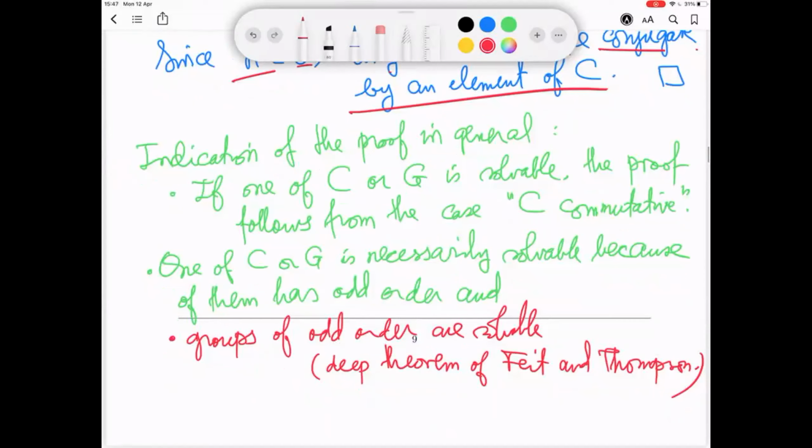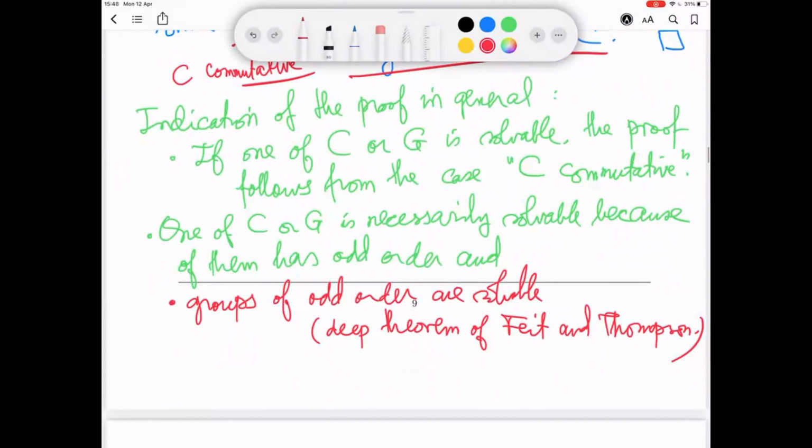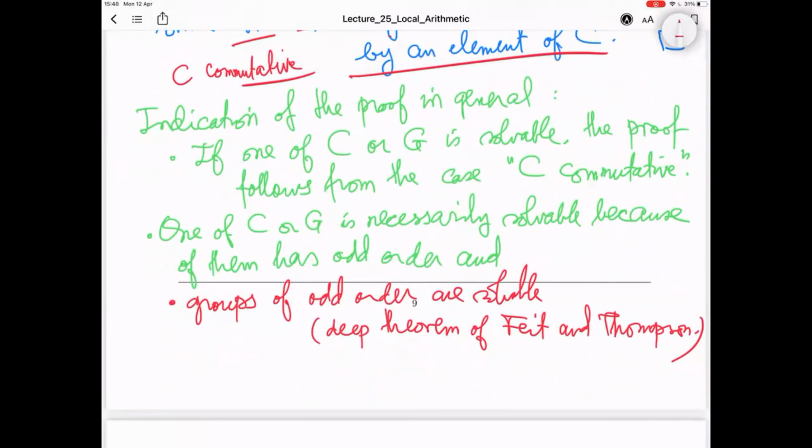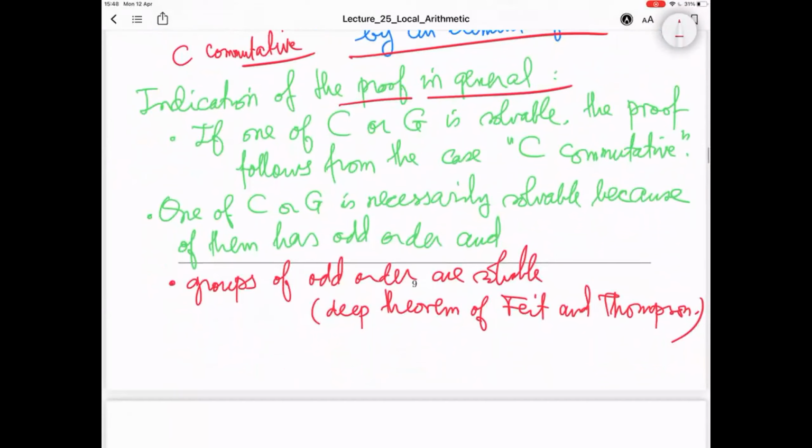Now, that was a special case when C was commutative, right? What happens if C is not commutative? So let me just say a word about what the proof is in that case. That's a purely algebraic thing, which we don't even need, but you might need it somewhere else. If one of C or G is solvable, then it follows from this case, which we already proved, by some sort of dévissage. That's what the word is. But one step at a time.